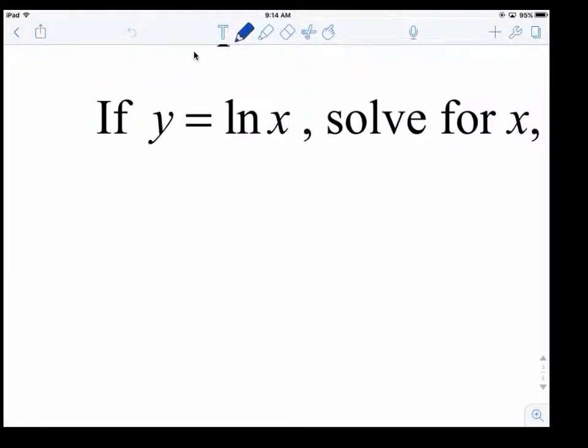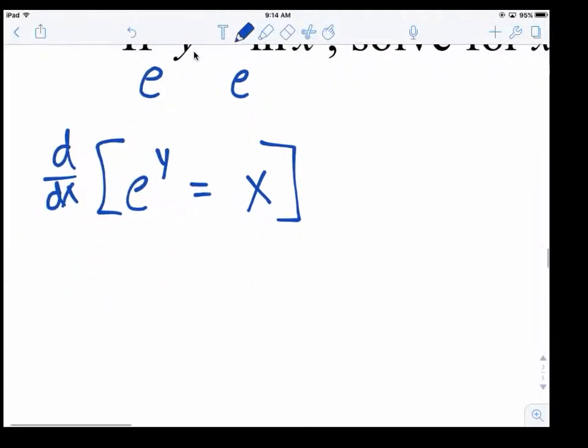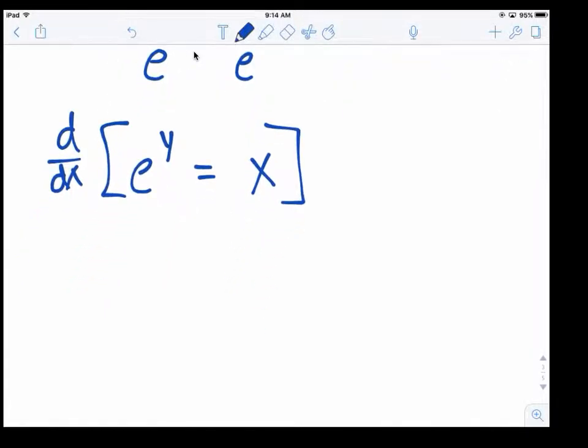All right, so how can I get rid of that ln? Okay, good. So that leaves me with e to the y is equal to x, right? So it says solve for x, which we just did. Now find dy over dx. So we need to find the derivative. So what would the derivative be of e to the y?